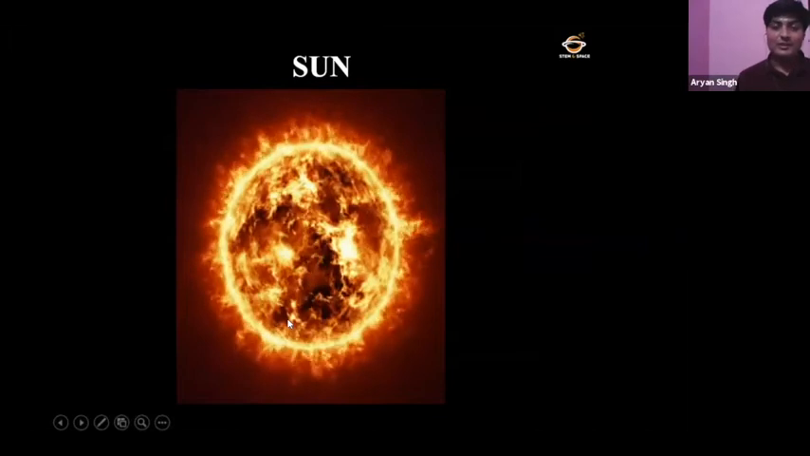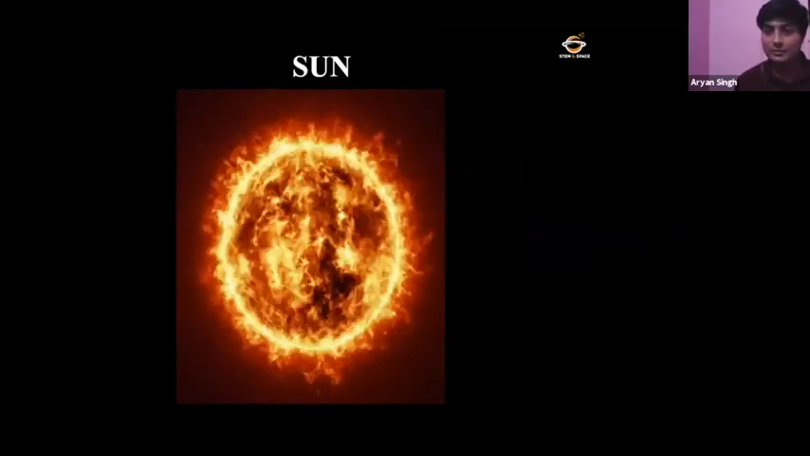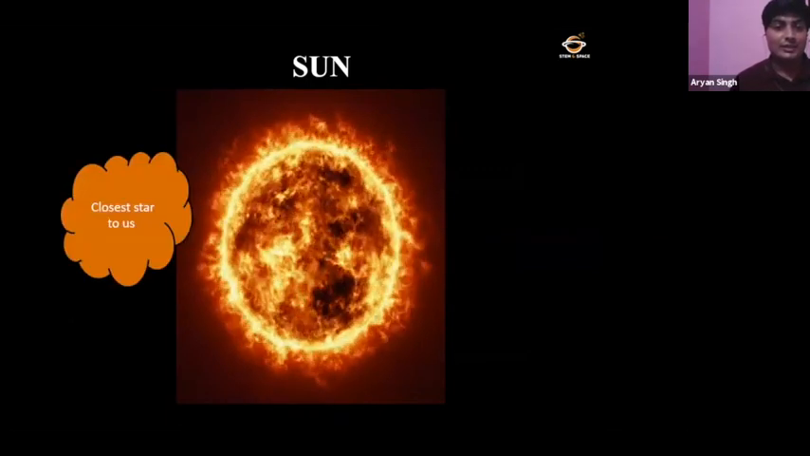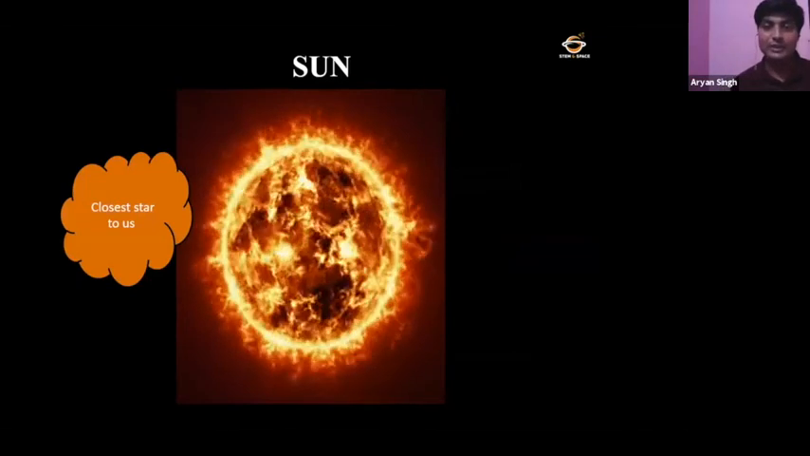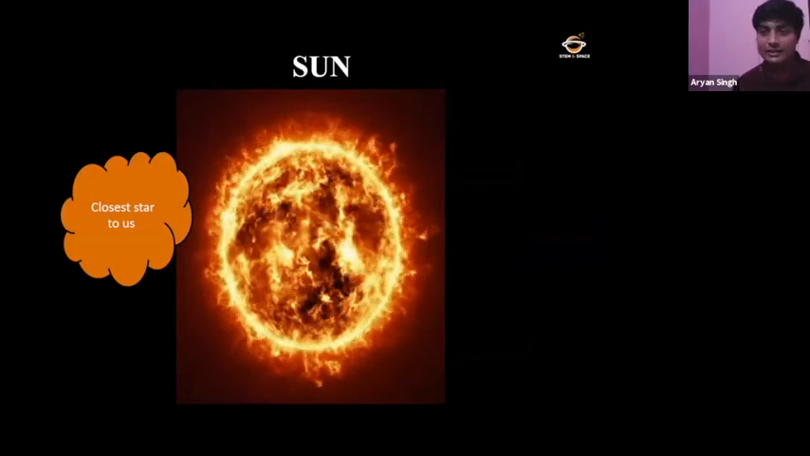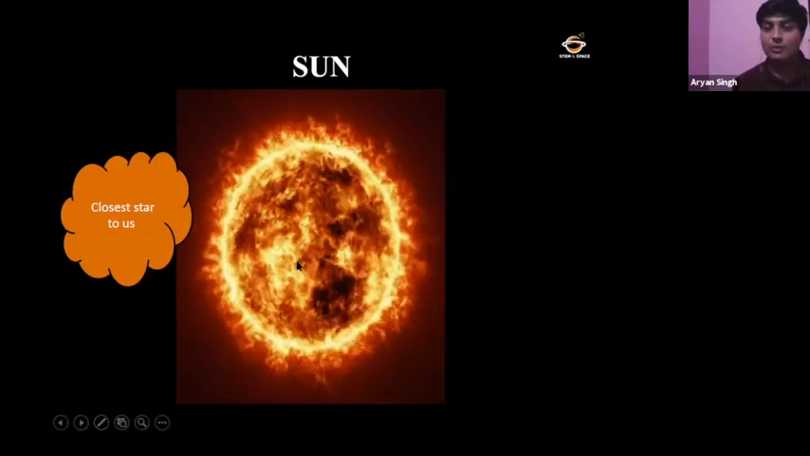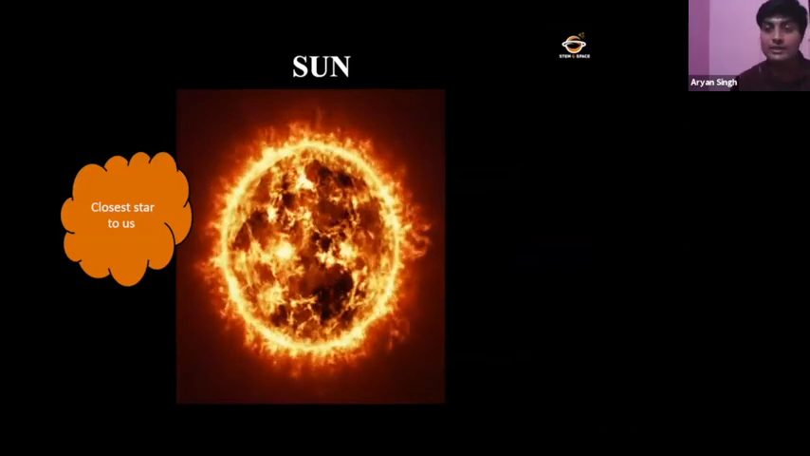So, Sun has got interesting names in different cultures, and the Indian version, we call it Surya. It's the hottest celestial body. And I hope everybody knows, or even if you don't, it is actually a star. Okay, like the stars that you see at night. This is also a star just like that. But why does it look so different? It is because it is the closest star to us.